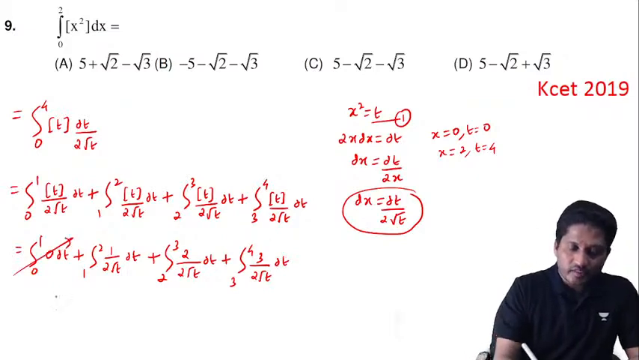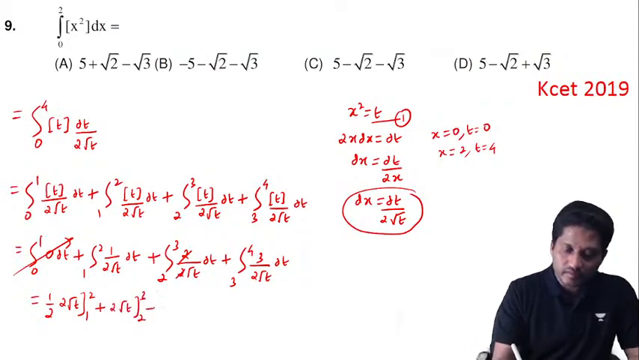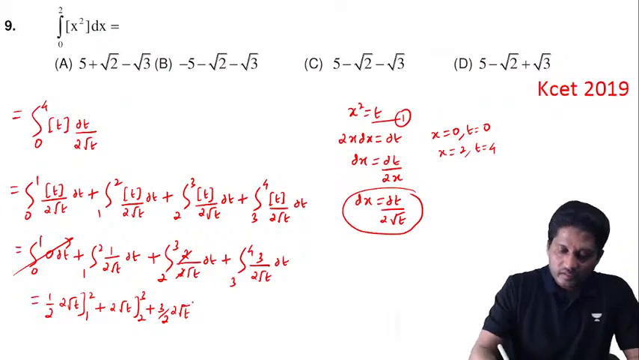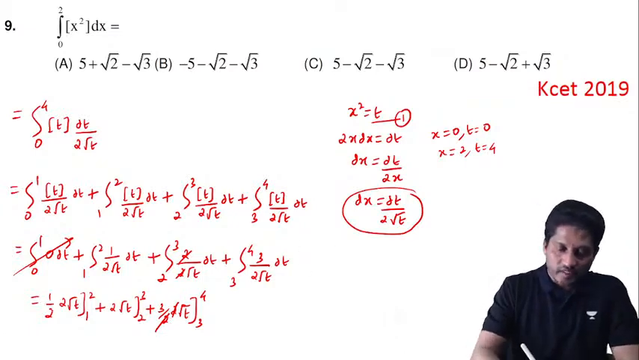This is 2 root t dt. Integration of 0 will be 0. 1 upon 2 integration of 1 by root x is 2 root x between the limits 1 to 2. 2 and 2 cancels. This is 2 root t between the limits 2 to 3. Plus 3 by 2, integration of 1 by root x is 2 root x between the limits 3 to 4. This will cancel, okay, and this will cancel.